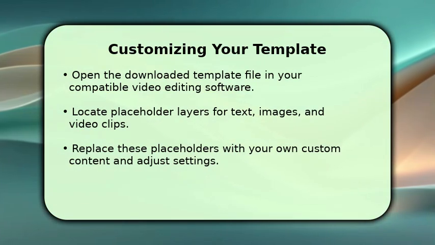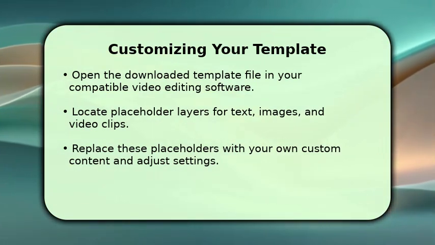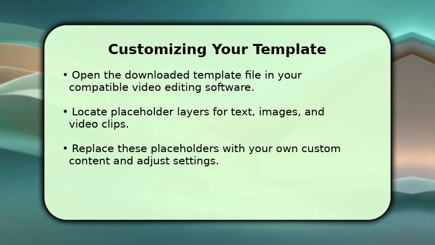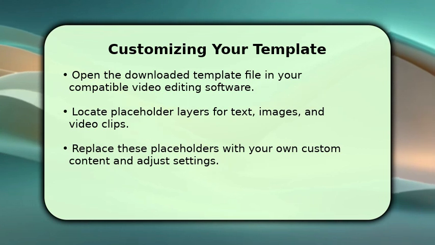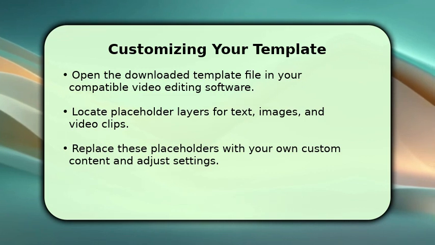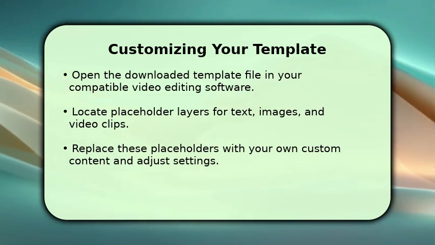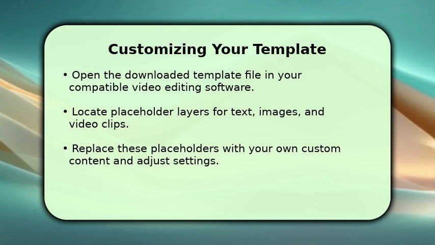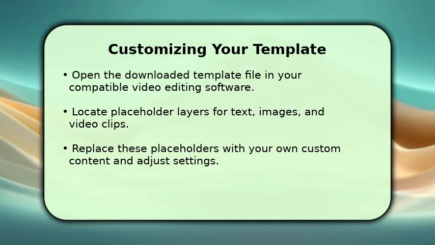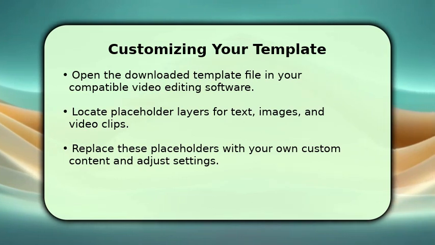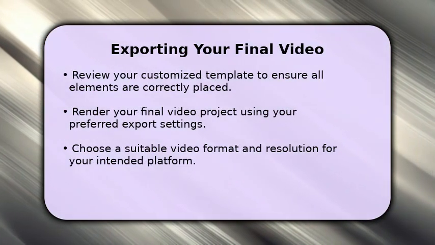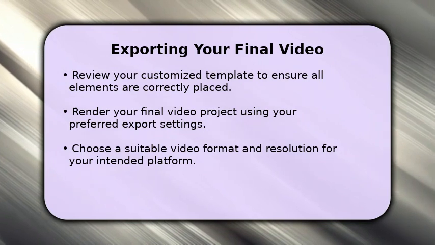After downloading, open the template file in your chosen video editing software, such as Adobe After Effects or Premiere Pro. You'll typically find clearly labeled layers for text, images, and video placeholders. Simply drag and drop your own media into these designated areas. You can also easily modify colors, fonts, and animation timings to match your brand or project's aesthetic, often with just a few clicks. Once you are satisfied with your customizations, it's time to export your final video.